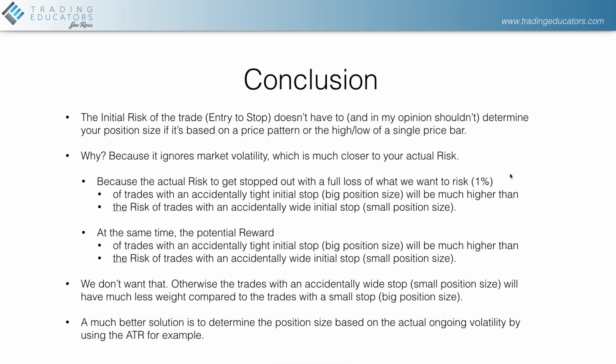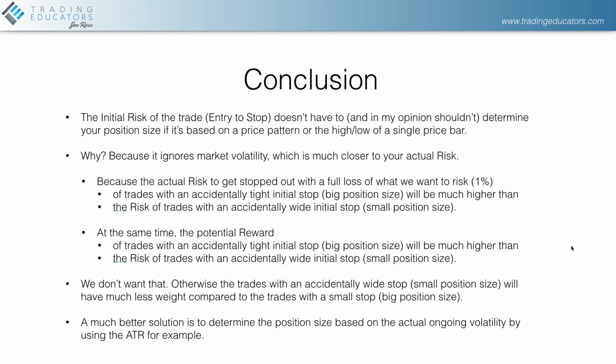But if you don't, it's something you want to consider. Why? Simply because doing it that way ignores market volatility. And market volatility gives you a much better idea what your actual risk is, and so you don't want to ignore that. Now, why is that so? It's so because the actual risk to get stopped out with the full loss of what we want to risk, in this case 1%, $2,000, will be much higher on trades with a tight initial stop loss, where we're going to have a big position size, than with trades with an accidentally wide initial stop loss, small position size.